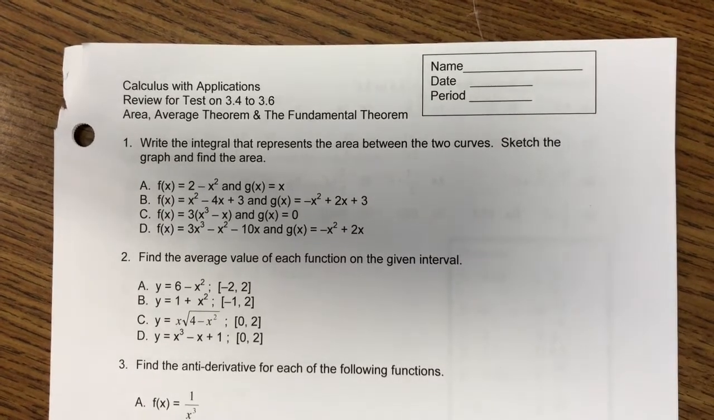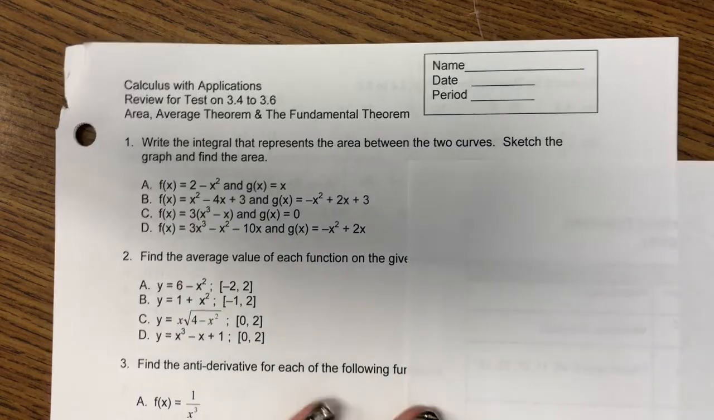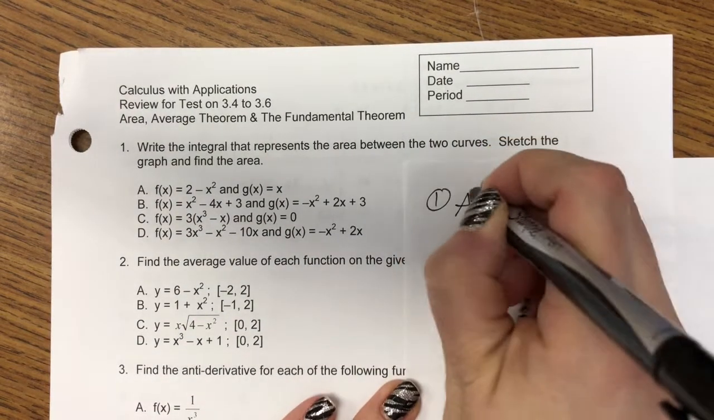So here is the calculus test review about area between functions, average value theorem, and fundamental theorem of calculus. For page 17, you definitely need some more paper. This is not enough room. So get some scrap paper or notebook paper.